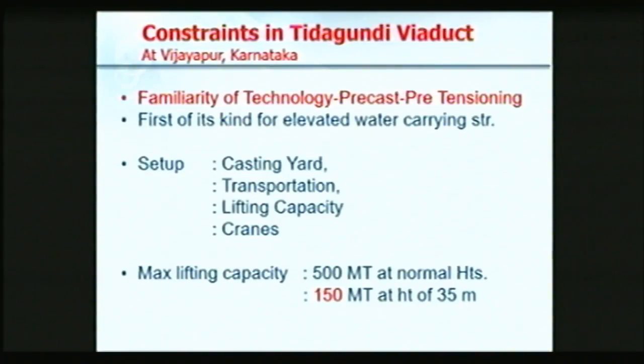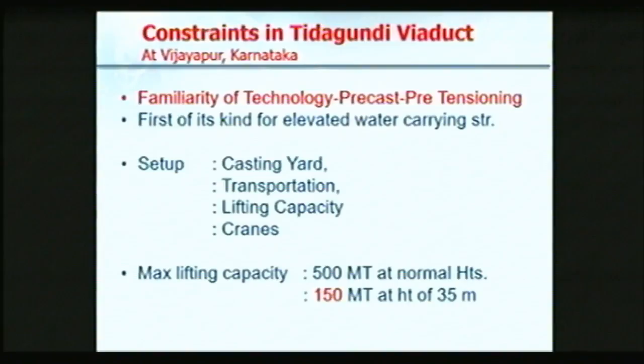But in this particular thing, what we decided is the segmental construction may attract a kind of maintenance and the leakage of water. So we decided to construct an entire span as a single unit. And for that, we went for pre-tensioned single unit for the entire span. And as we are going for a pre-cast, we required a casting yard, one.